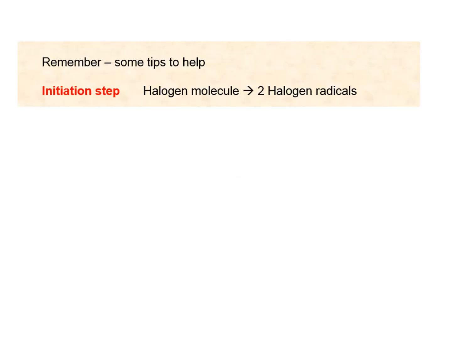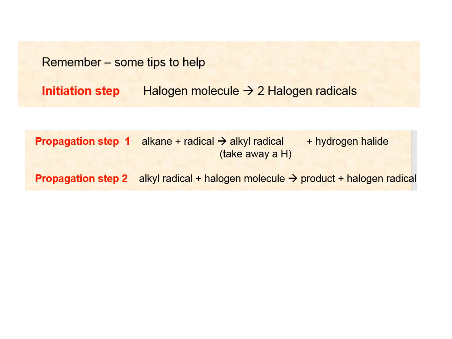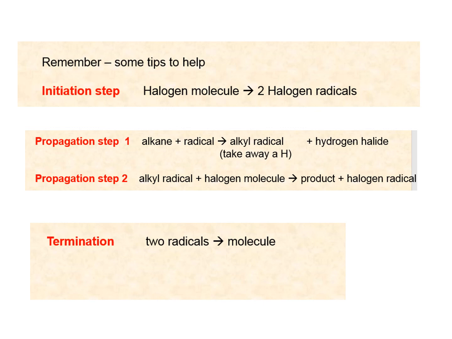Here are some tips to help you remember how to write the different steps in the free radical substitution. The initiation step is when you take the halogen molecule and you form two halogen radicals. The propagation step is when you start with the alkane and you use your radical, you form an alkyl radical and hydrogen halide. The alkyl radical then enters the second propagation step and reacts with a halogen molecule to form your product and another halogen radical. And your termination step is just two radicals coming together to form the molecule. This helps if you have to write initiation, propagation, and termination steps.